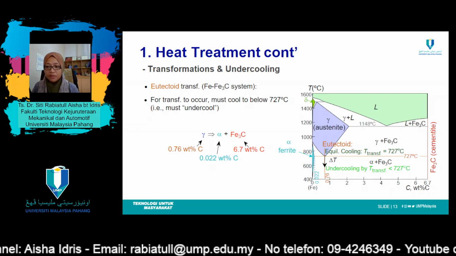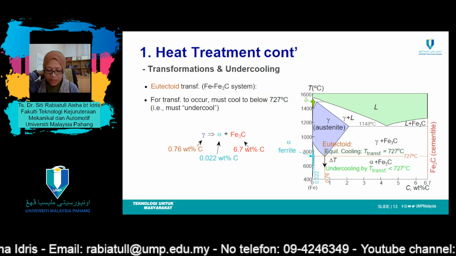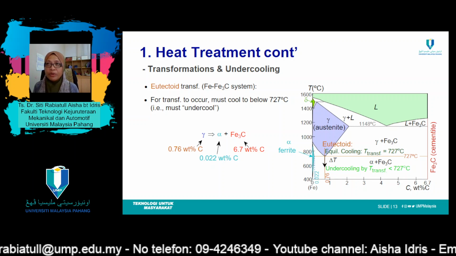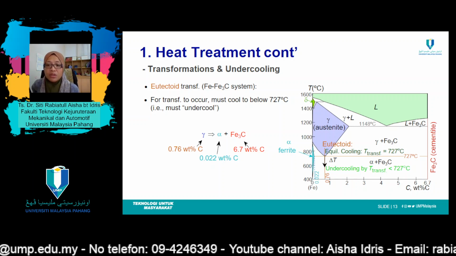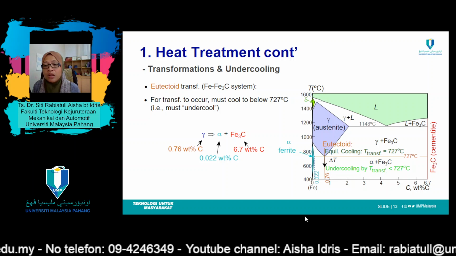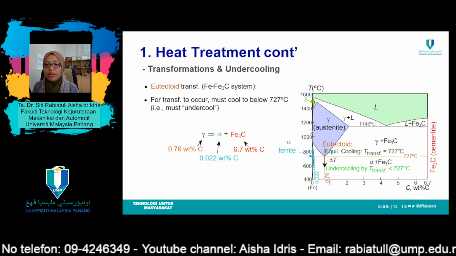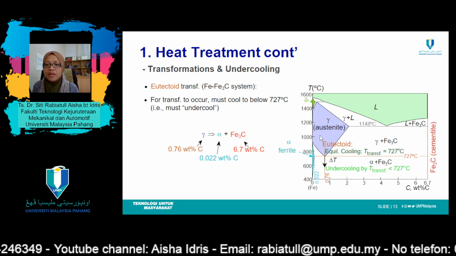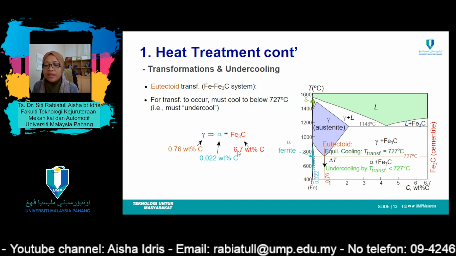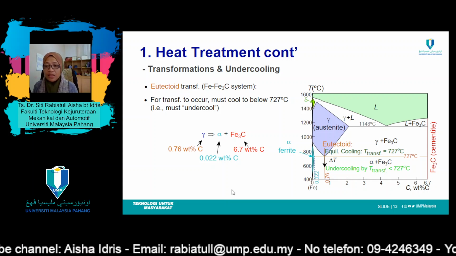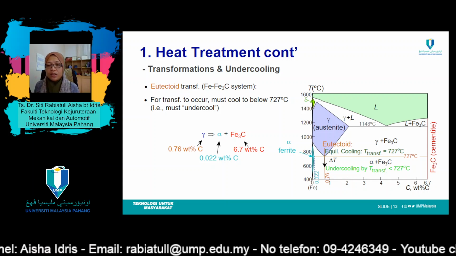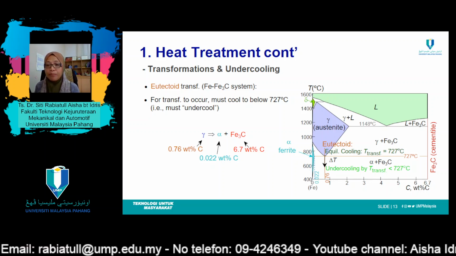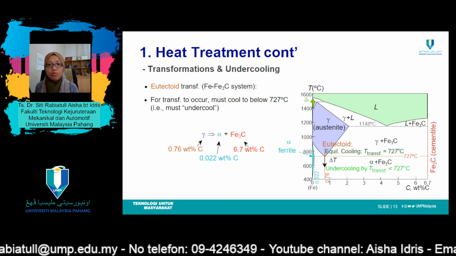For example, in the previous lecture, you learned that slow cooling will form different structures of the materials. For example, slowly cooling the metal from the austenite phase will form alpha ferrite and cementite. However, this transformation can be changed by varying the temperature for cooling. It's either rapid cooling or hot cooling.